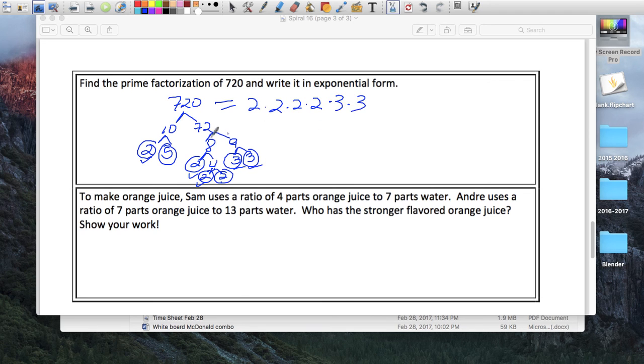Exponential form, you'll lose a point if you don't write it. Rewrite that as 2 to the 4th power times 3 to the 2nd times 5. That's what 720 is, written as a product of its prime numbers.